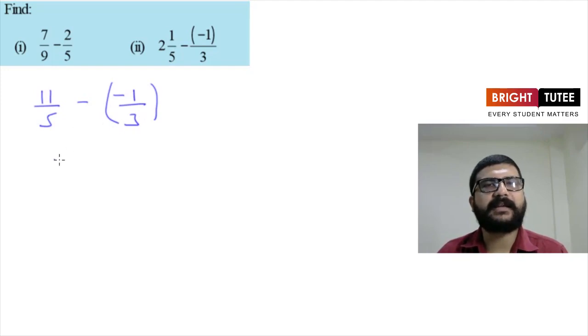So here also denominators are not the same. So what should we do? We have to make their denominators the same. Now how to do that? LCM of 5 and 3. What is it? LCM of 5 and 3 will be 15.